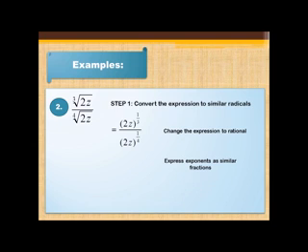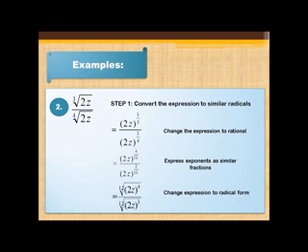Next is to express the exponents as similar fractions, and this will become quantity 2z raised to the power of 4 over 12 over the quantity 2z raised to the power of 3 over 12. And then change the expression back to the radical form, and this will become 12th root of quantity 2z raised to the power of 4 over 12th root of quantity 2z raised to the power of 3.